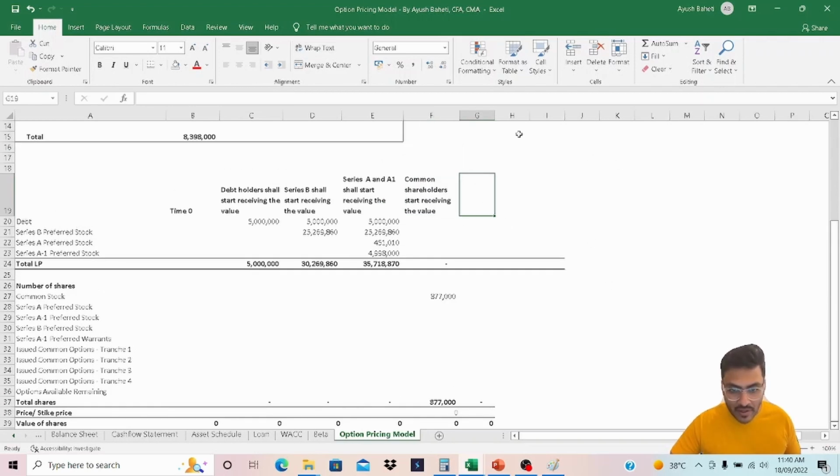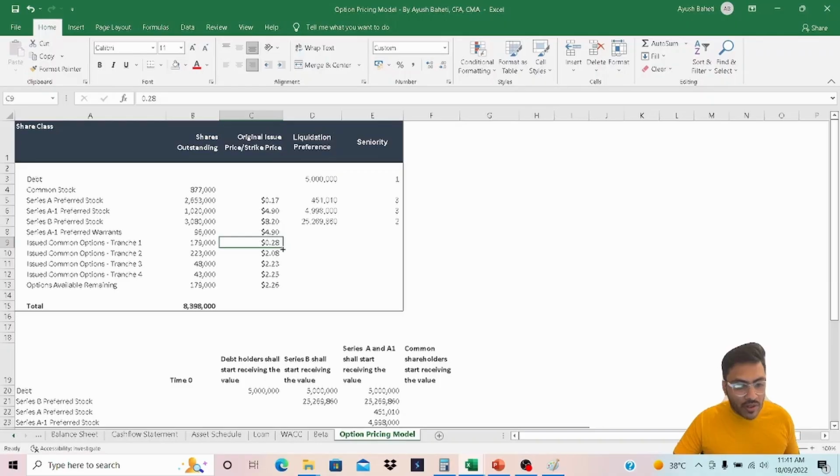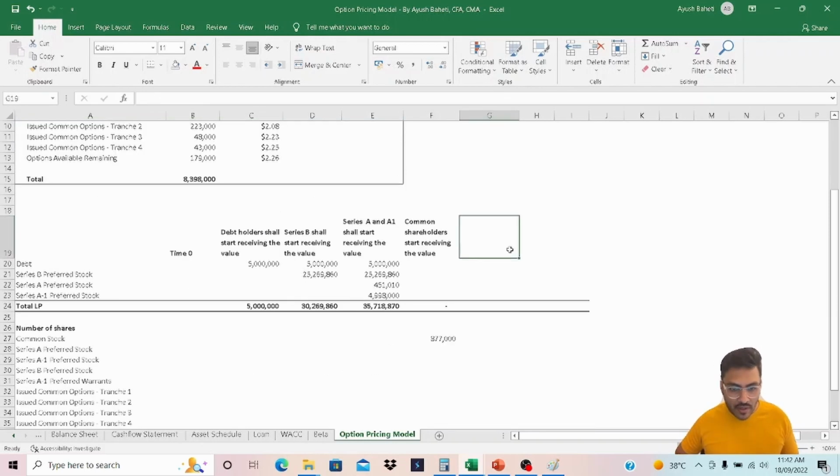Now, what could be the next strike price, or we can also call it breakpoint. So looking over the price trajectory, the common option tranche 1 will exercise first. But one thing to note over here is that the Series A preferred shareholders, their issue price is 0.17. So in case if the price reaches to 0.28, then the preferred shareholders, because their exercise price is 0.17, it is beneficial for them to convert into equity shareholders and start receiving the value with the common shareholders. So the next point is Series A converts.